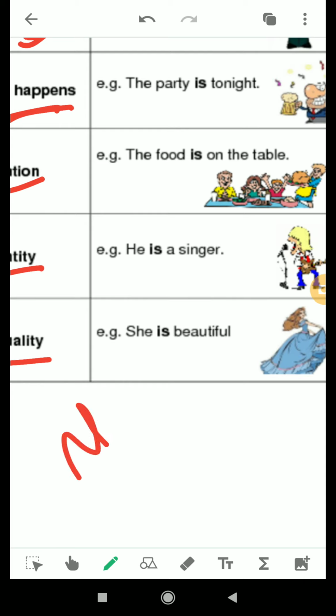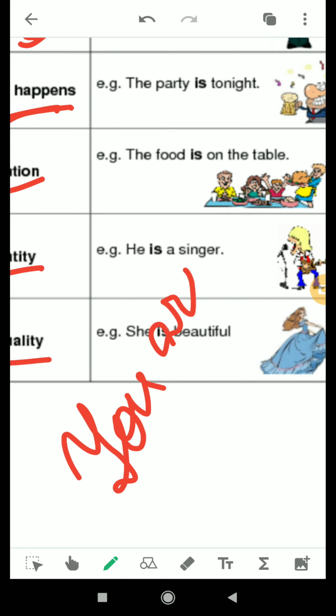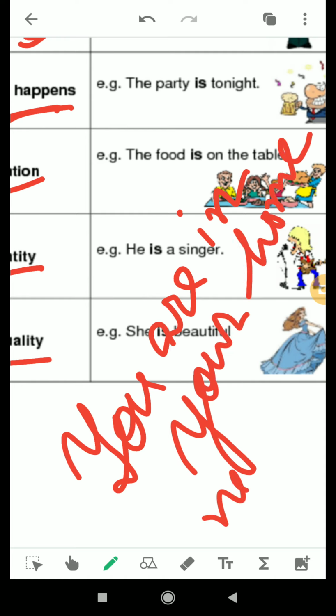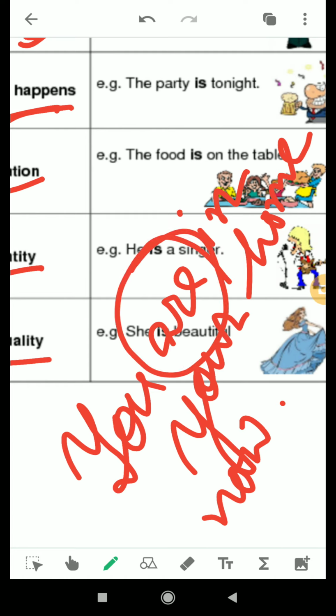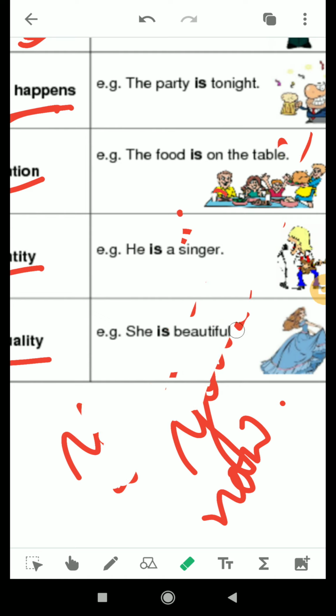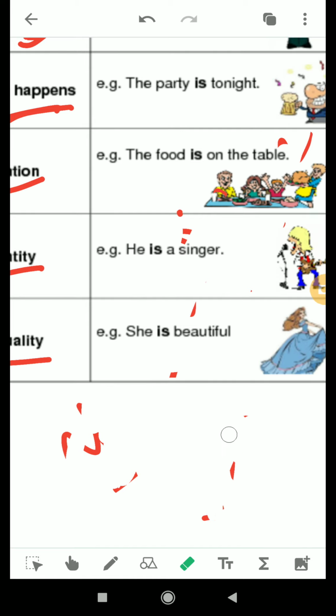Or we can use more sentences. Suppose you are in your home now. We all are inside our homes because of the corona, because of this pandemic. So you can easily say that you are in your home now, or you are at your home now. So in these situations we use a to be verb. I hope that it's getting clear to you.